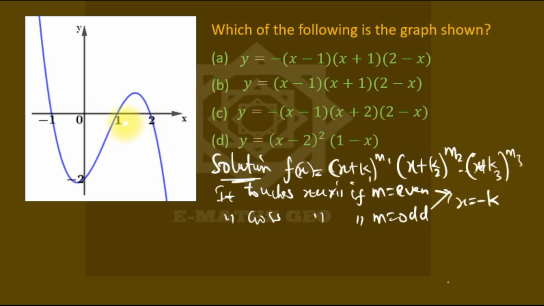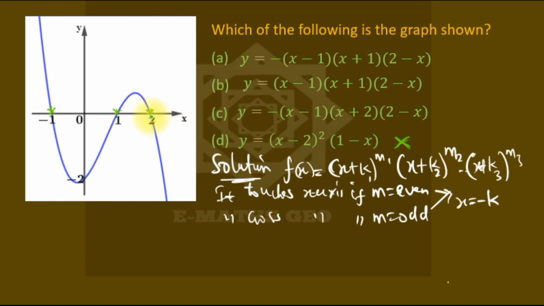So let's use that knowledge here. Looking at this, we see that at the x-axis they cross, so meaning that all their powers must be odd. So what are we trying to say? That this one is off, because we have a power of 2, which is even. Any other one? No. So we are done. We've eliminated D.